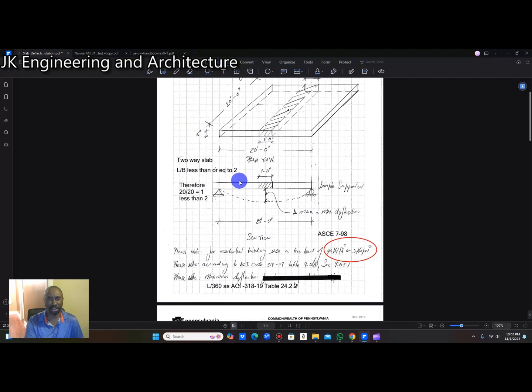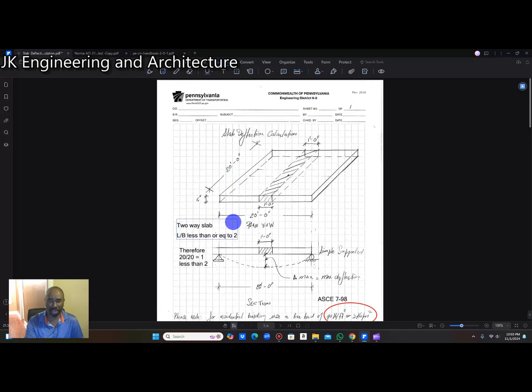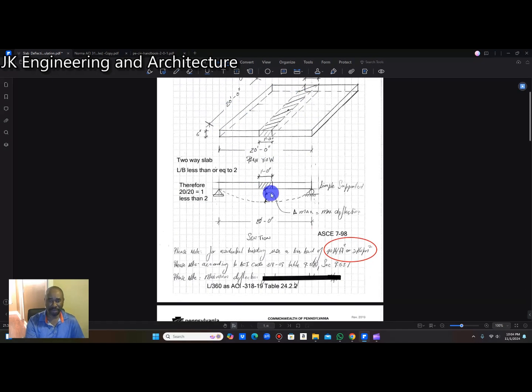Now, the first thing to do is to determine if your slab is a one-way or a two-way slab. So how to determine if this slab is indeed a two-way slab? It is the length divided by the breadth, and if that ratio is less than or equal to 2, then your slab is a one-way slab. So therefore we have 20 feet divided by 20 feet, that's equal to 1, and it is less than 2, so therefore it is a two-way slab. All right, so that's the first thing.